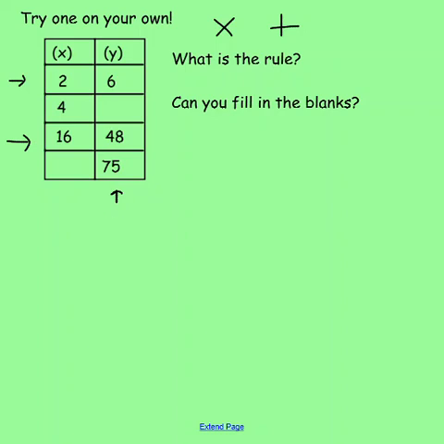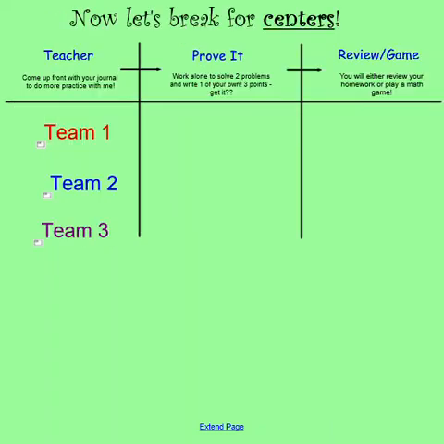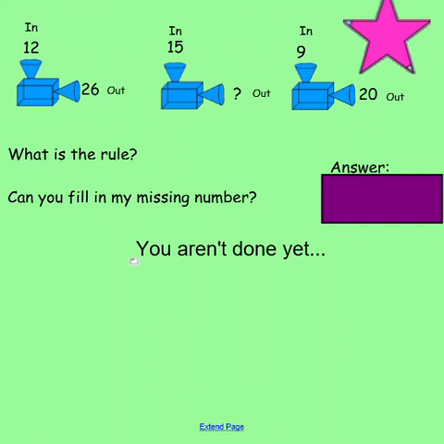And here comes task number 2. This one's easier. What's the rule? Tell me the rule and tell me the missing number. Put in a 12, get out a 26. What did I do to get that? Put in a 9, get out a 20. Those are my clues. So tell me what goes here and what my rule is.